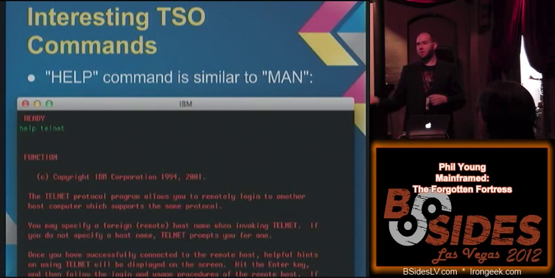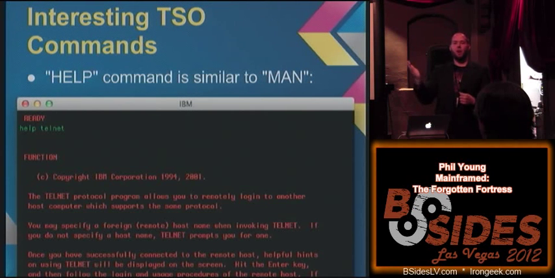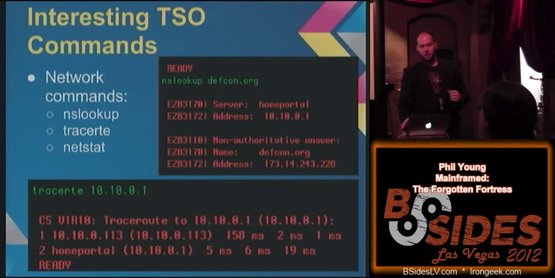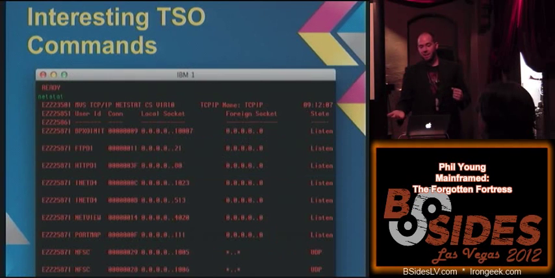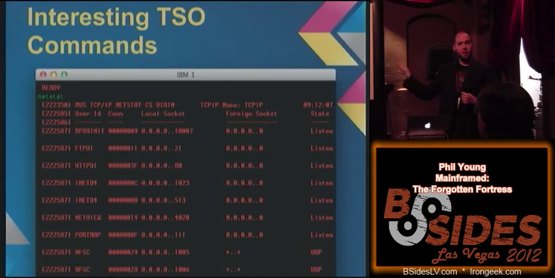So some interesting commands. This is what TSO looks like. It's red. You can change these colors, but it says ready, and then you just type the command. This is the help command, same as man. You just type help, whatever. I think this is actually a little more elegant than man, because I know man stands for manual, but help, whatever. Help user add, help list. It gives you everything you need to know. There's a bunch of network commands that are built in: NSLOOKUP, traceroute, and Netstat. Netstat will give you a list of all the open ports that are running on that mainframe.